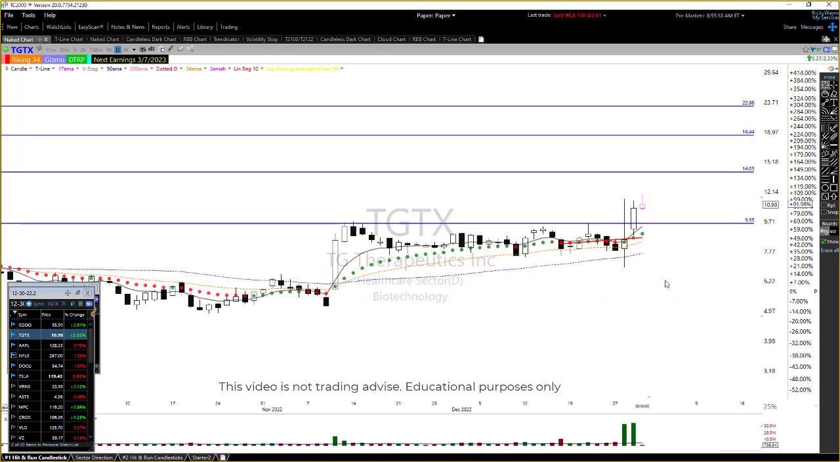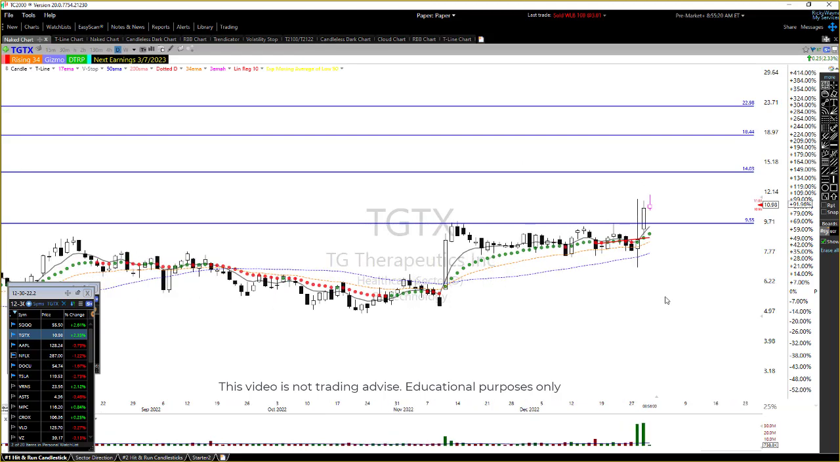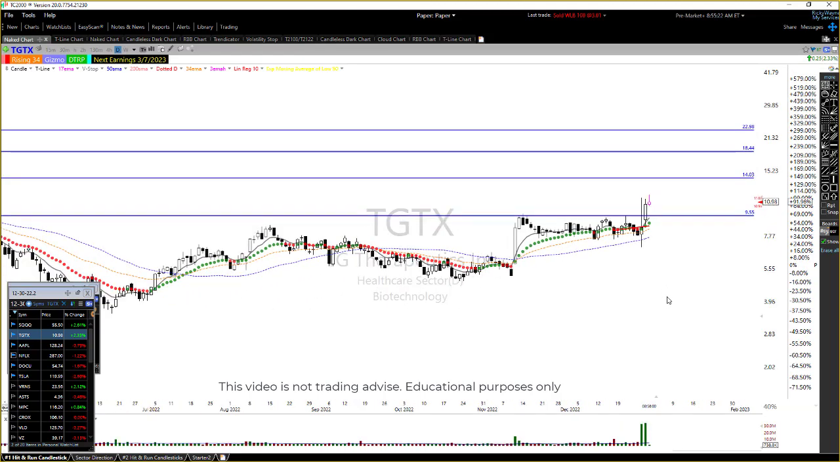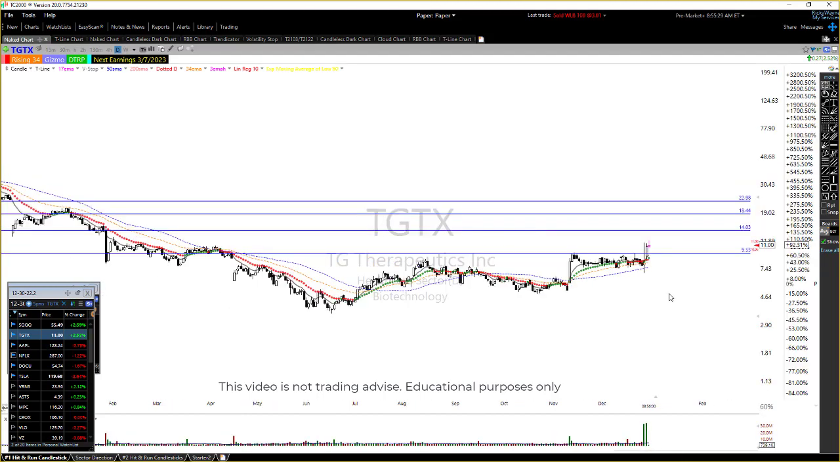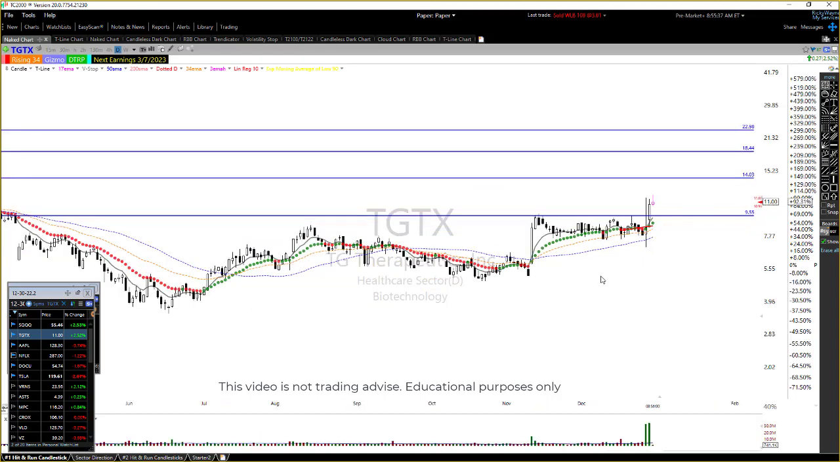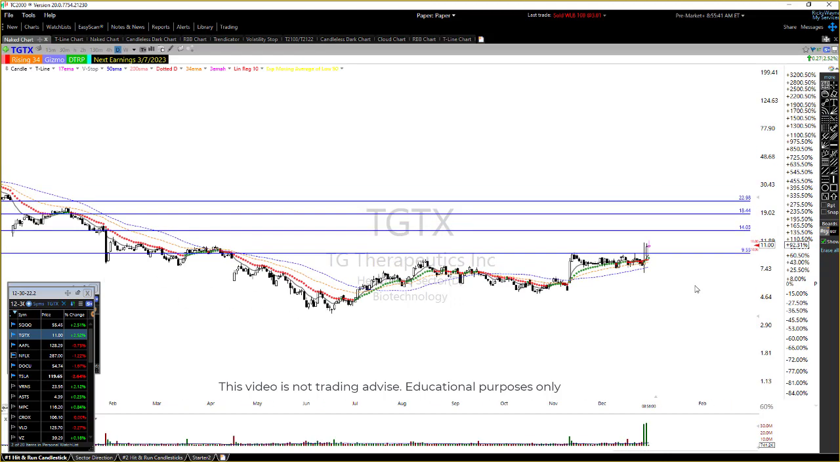TGTX, I sent this out to members, I think, last night on the app. I spotted this after the close. I know some traders don't trade biotech. Fine, don't trade biotech then. But for those that want to get out there and trade something like this, I think this is looking pretty snazzy. Some serious upside potential to it.